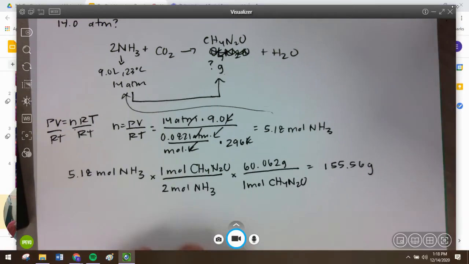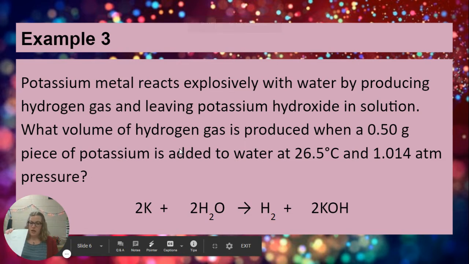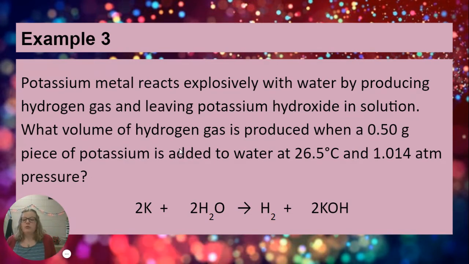All right. Last one. Hopefully you are feeling a little bit better about this. I feel like this one is one you should definitely be able to attempt on your own, and then just check your answer. Example 3 says potassium metal reacts explosively with water by producing hydrogen gas and leaving potassium hydroxide in solution. What volume of hydrogen gas is produced when a 0.50 gram piece of potassium is added to water at 26.5 degrees Celsius and 1.014 atm of pressure? And then it gives you the equation. If I were you, I would pause, write down all this information, see if you can figure out how to solve it, and then come on back and check.